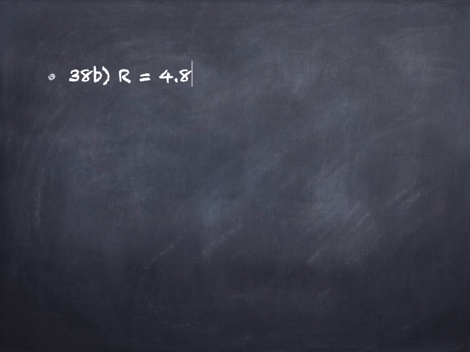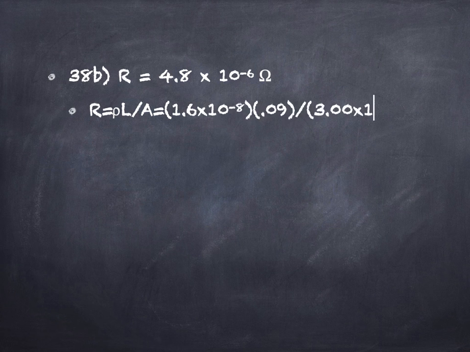For B, the resistance is 4.8 times 10 to the negative 6 ohms. For this one, they tell us the sample is a bar, and the cross-sectional area is 3 times 10 to the negative 4th. You take the volume, divide it by the area, and you get the other side, which is 0.09. Same resistivity. 0.09 is the length of this bar, and the area is 3 times 10 to the negative 4th. This one is 0.43 ohms.